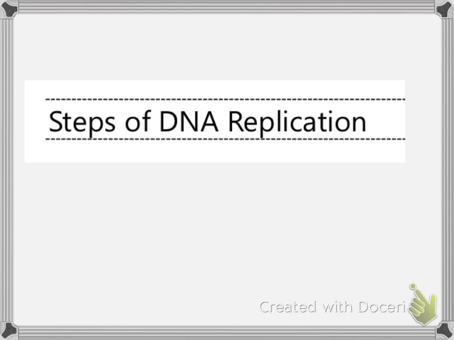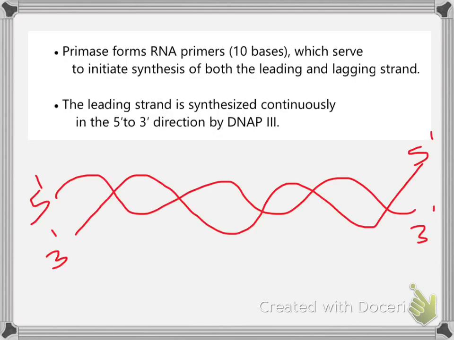Now let us look at the steps of DNA replication. Consider this is the double-stranded DNA. Here you can see this strand is in the 5' to 3' direction, and this is in the 3' to 5' direction. So the direction is different in both strands. Now first of all, there will be an origin of replication. Let us consider this is the origin of replication.